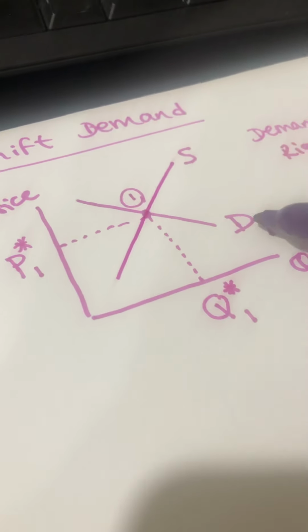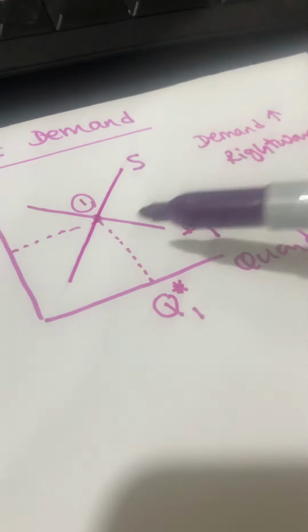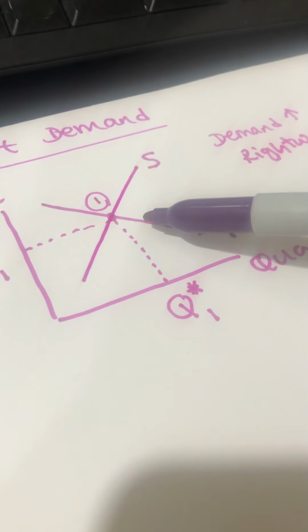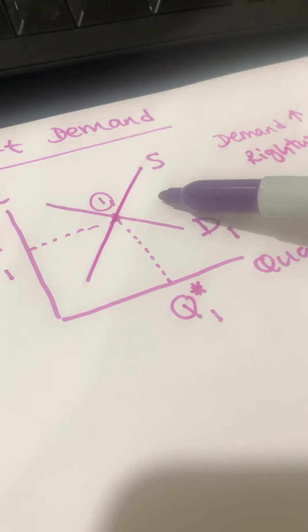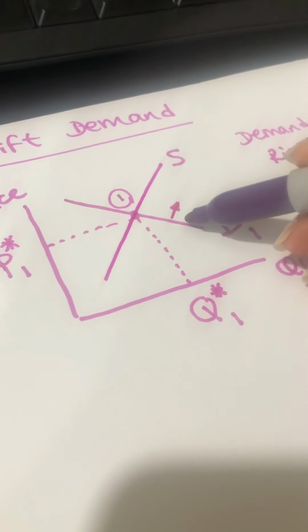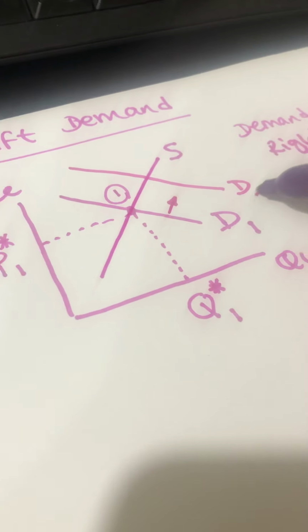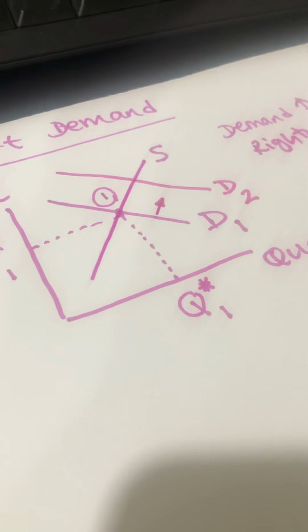So this is our initial demand. Rightward shift when demand is going up means that we are going to shift our demand curve to the right hand side of our original demand. So this is the increase in demand. We are shifting our demand to the right hand side of our original demand. So this is our new demand, and I'm going to call it D2.